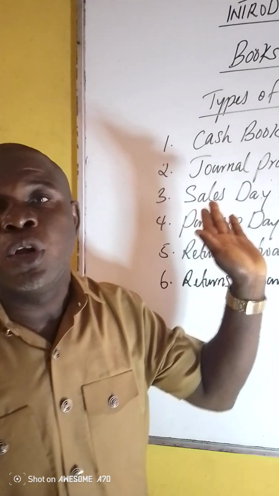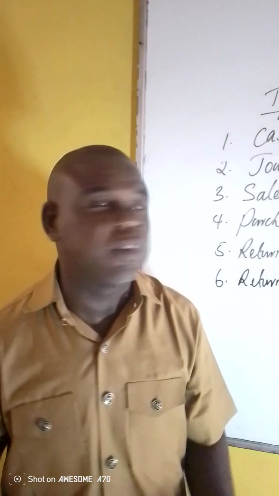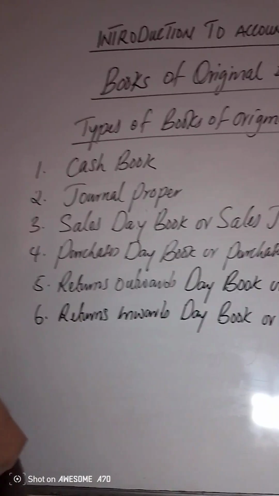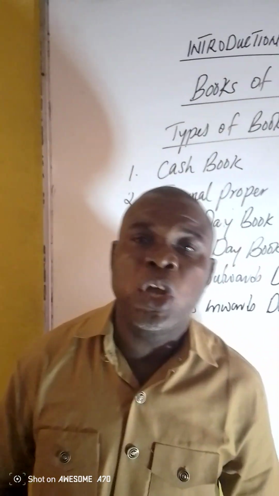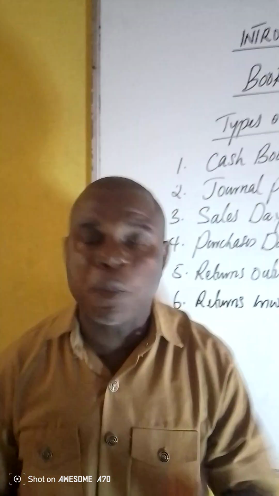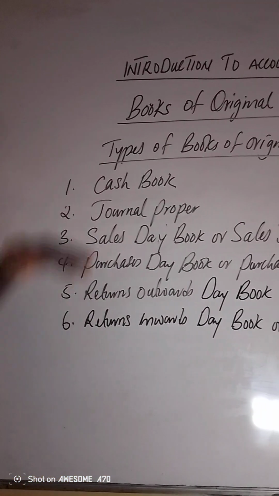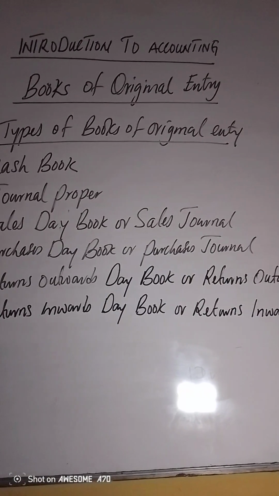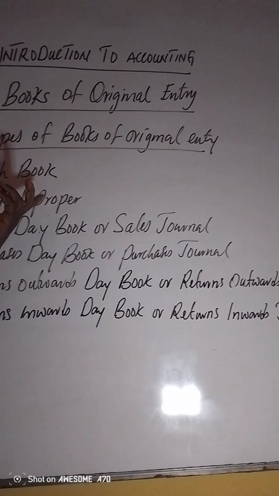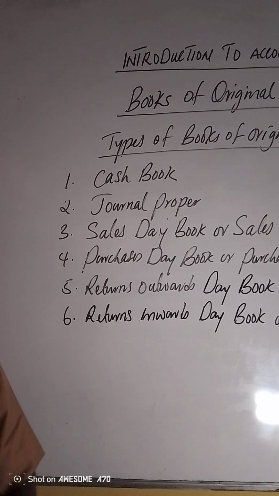More on the cash book will be treated as I take the books one after another. The second one is called the journal proper. The journal proper is a book of account into which all transactions that cannot be recorded in the other books of original entry are taken, that is, transactions that cannot be recorded in the cash book, the sales day book, purchases, return inward or return outward. Such transactions are taken to the journal proper. You will get more on the journal proper when I treat it separately. But that's the meaning of journal proper.